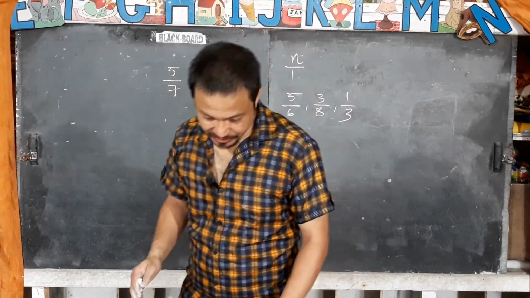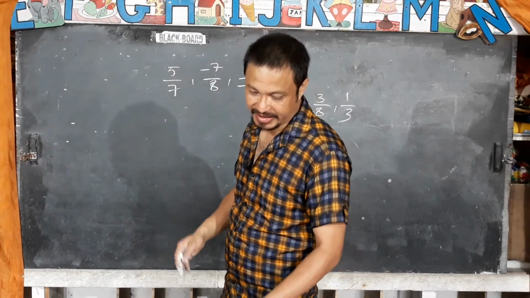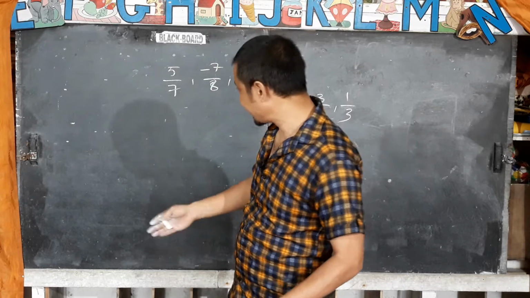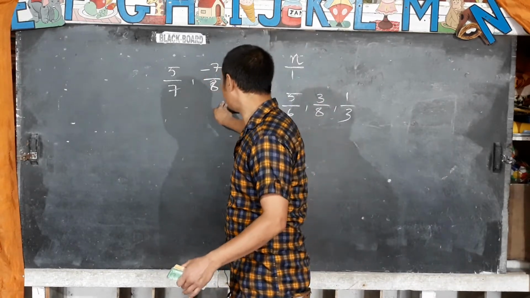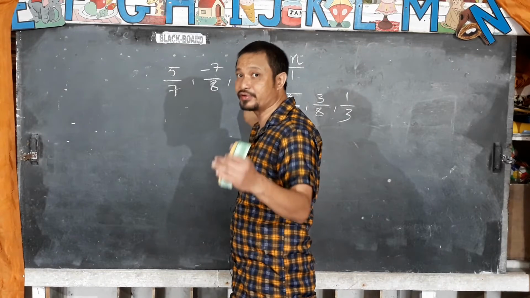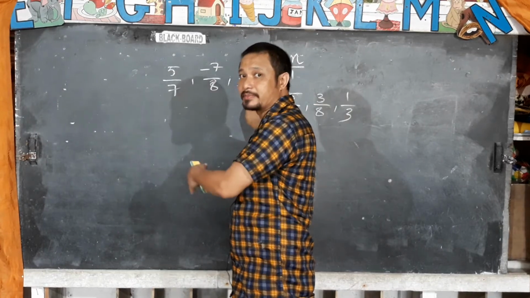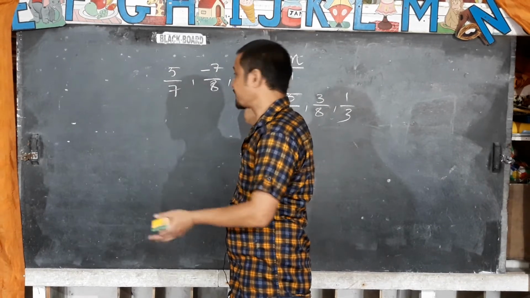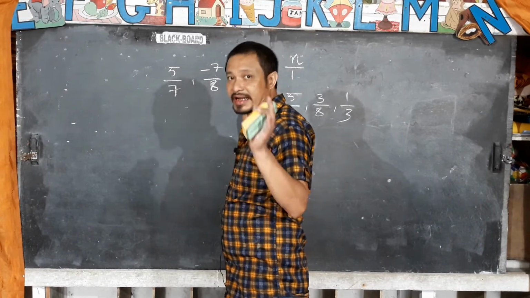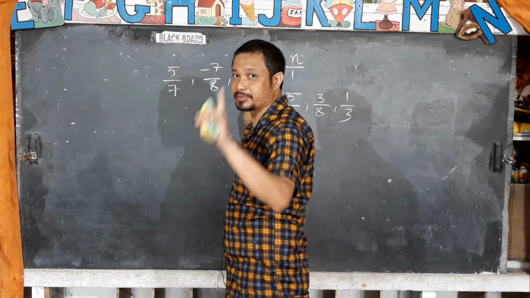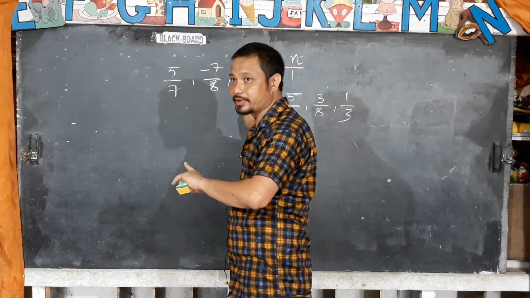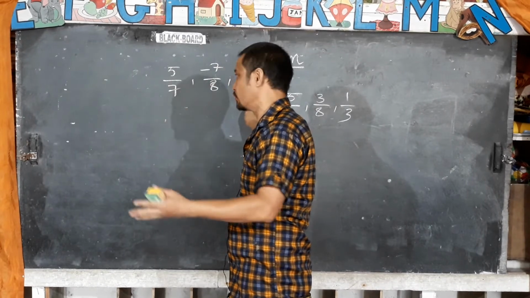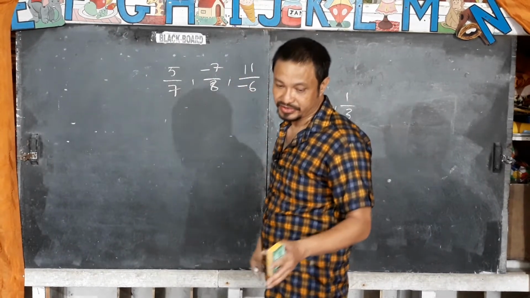That's what they're trying to tell you. In general, any integer can be written as the number itself upon 1, which is a rational number. But rational numbers like 5 upon 7, 7 upon 8, 11 upon 6, when you compute them and take it further to an answer, will always be in decimal points or a mixed fraction. An integer has to be a single number itself. There is no decimal point, no mixed fraction, it cannot be a simple fraction. That's not possible. This is what they're trying to tell you.